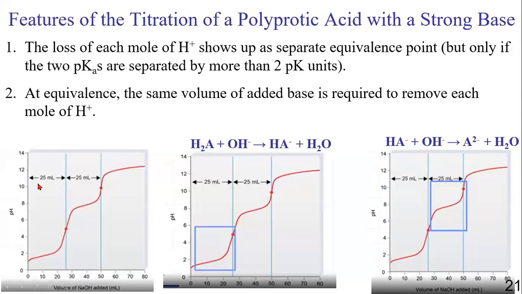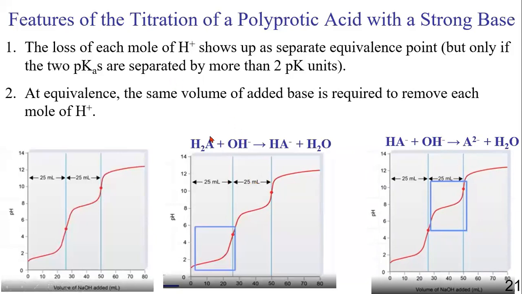Now again, one of the questions that arises is why does it require the same amount of volume to neutralize this first acid as it requires to neutralize the second acidity? So if I require 25 milliliters to reach the first equivalence point, I will also need another 25 milliliters to reach the second equivalence point. And it's actually very logical.